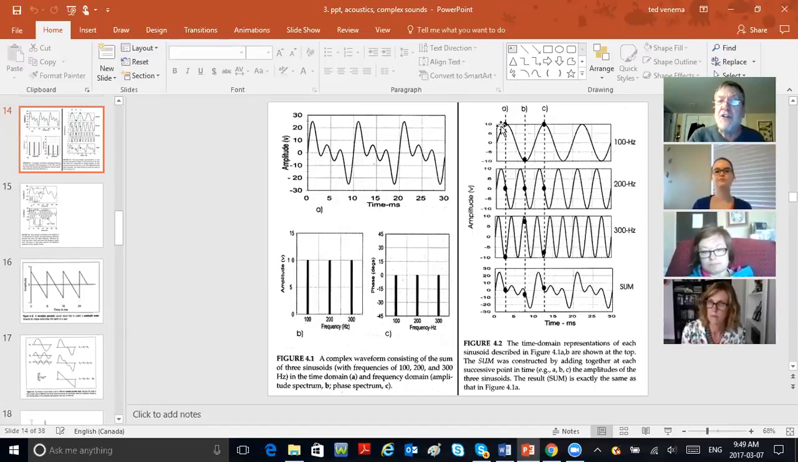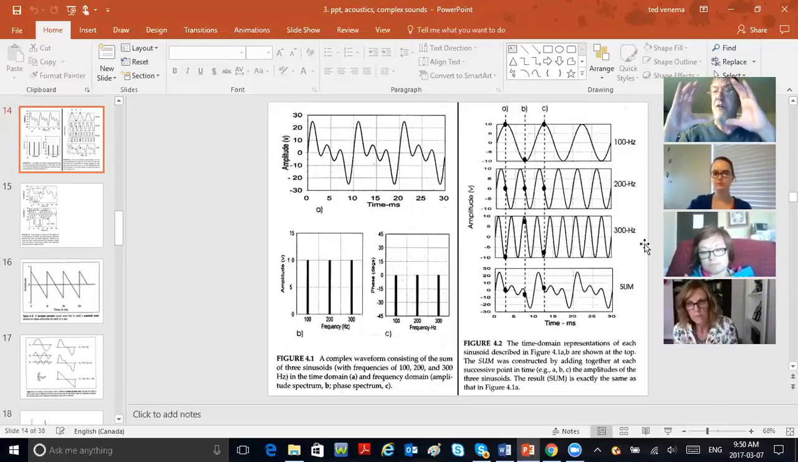Now, notice the black dots, A, B, C. Those are time. That's in time, right? Waveforms are amplitude over time. So holding those three black dots constant, look at the phase of each wave at time A. And now look at the phase of each wave at time B. And now the phase of each wave at time C. At different times, these phases add to each other, and sometimes they detract from each other.